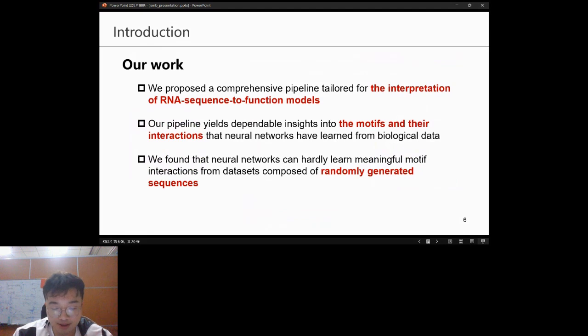We proposed a comprehensive pipeline tailored specifically for the interpretation of RNA sequence-to-function models. We have also proved that the utilization of our method enables the cost-effective acquisition of crucial regulatory codes in mRNA translation. Additionally, we carried out simulation experiments. The results reveal that neural networks can hardly learn meaningful motif interactions from datasets composed of randomly generated sequences.